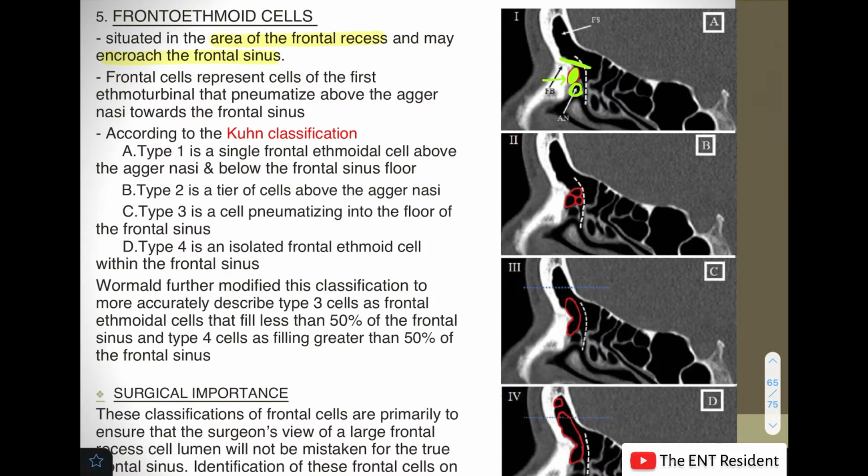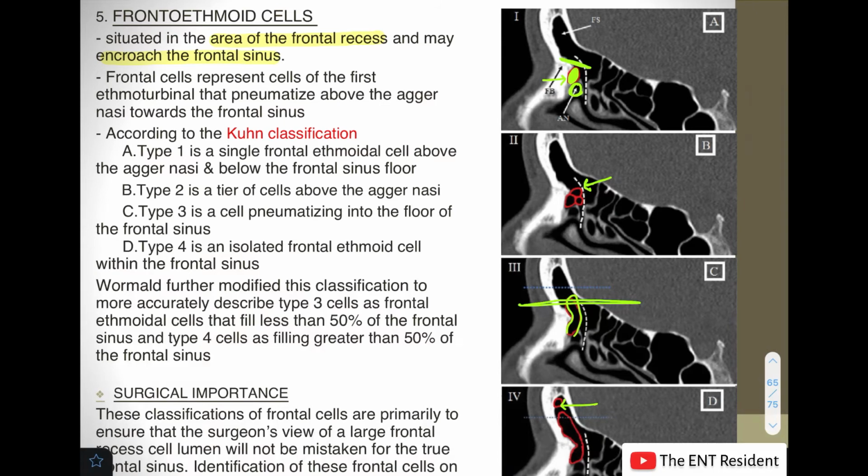Second is the type 2, which is a tier of cells just above the Agger Nasi. This is type 2. Type 3 will be a single cell pneumatizing into the floor of the frontal sinus. So you can see that this is the floor of the frontal sinus and you can see how the cell is pneumatizing into its floor. And fourthly, the type 4 will be an isolated frontoethmoidal cell within the frontal sinus.